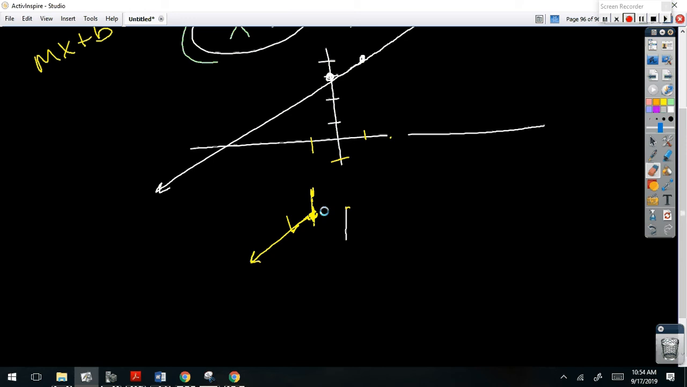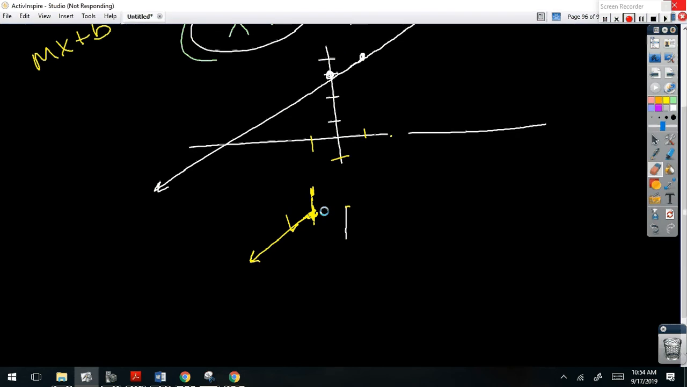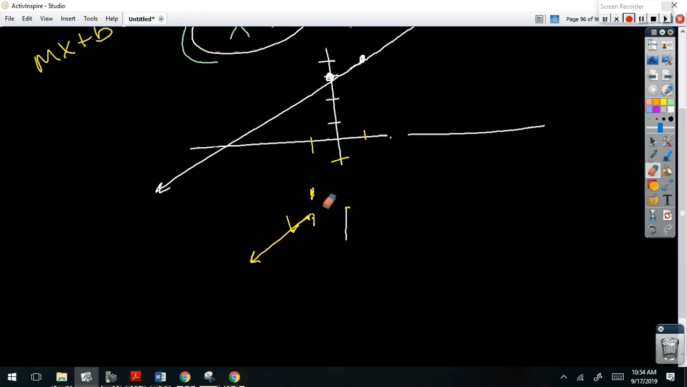I'm going to do an open dot there at negative 1. Just like on a number line when it's exclusive and I do a little open dot, I'm going to do the same thing here. So I'm going to put an open dot to let me know that it does not include that point, but it does go on forever this way. Okay? So that's that piece of the function.